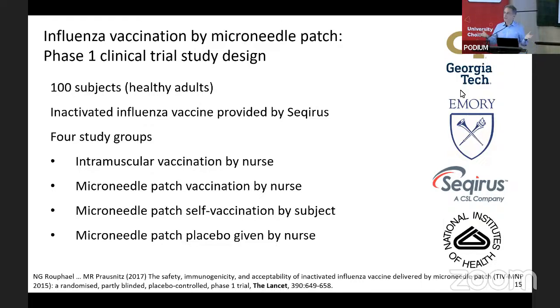And there are 4 study groups of equal size. We either had the positive control of intramuscular vaccination by nurse, then we had the 2 study groups of microneedle patch vaccination either by nurse or self-administered by the subjects in the study. They saw just a few PowerPoint slides of instruction, and that's all the guidance they received. And then finally, a microneedle patch placebo that was administered by nurse.